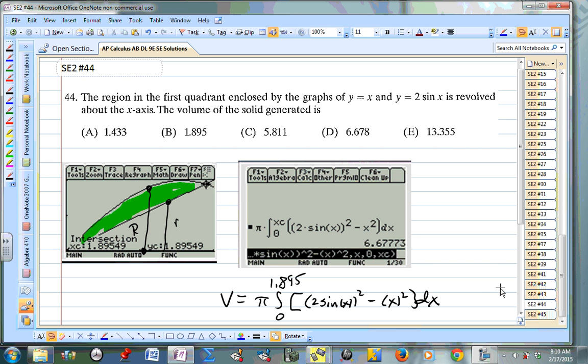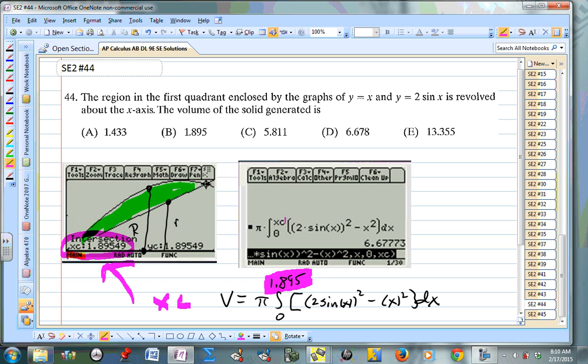This is how we'll set up the integral. When we go to type this into our calculator, a trick we can use to get a lot more accuracy with our computations without typing in very long decimals is this. If you look carefully, when we found the point of intersection on our graph screen, we had an x-coordinate that was listed, xc and yc, x-coordinate, y-coordinate. Our upper limit of integration is about 1.895, but we don't want to round that decimal when using computations because it could lead to rounding error.